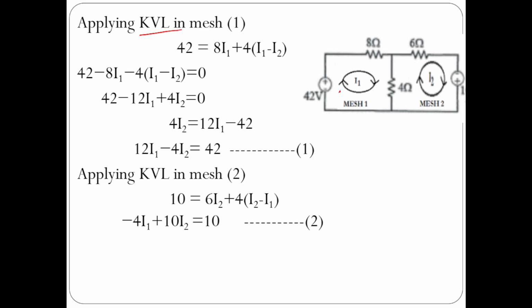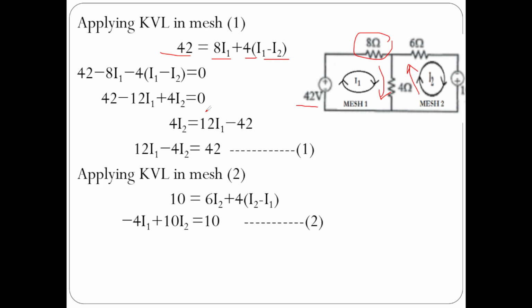Therefore, differential current will flow through the 4 ohms, that is 4 into I1 minus I2. Now simplify this, you will get 42 minus 8 I1 minus 4 (I1 minus I2) equal to 0. Further simplifying, 42 minus 12 I1 plus 4 I2 equal to 0, then 4 I2 equal to 12 I1 minus 42. At last rearrange the terms: 12 I1 minus 4 I2 equal to 42. Consider it as equation number 1.